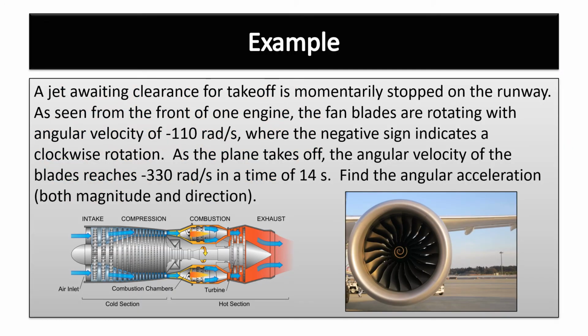So let's do an example with angular velocity. It says a jet awaiting clearance for takeoff is momentarily stopped on the runway. As seen from the front of one engine, the fan blades are rotating with an angular velocity of negative 110 radians per second, where the negative sign indicates a clockwise rotation. So they're moving this way, clockwise. As the plane takes off, the angular velocity of the blades gets larger. It reaches negative 330, so it's speeding up, in a time of 14 seconds. Find the angular acceleration, both magnitude and direction, of the rotating blades.